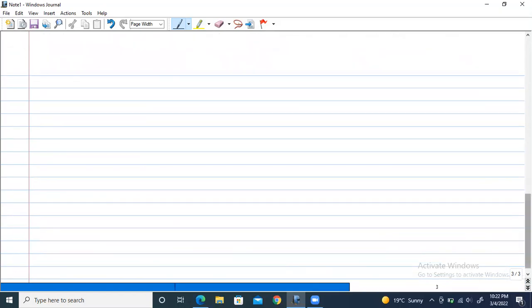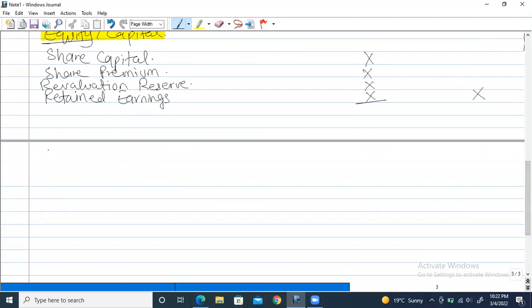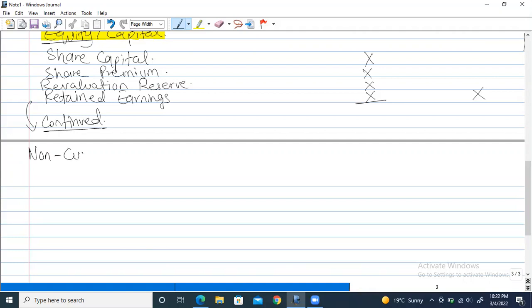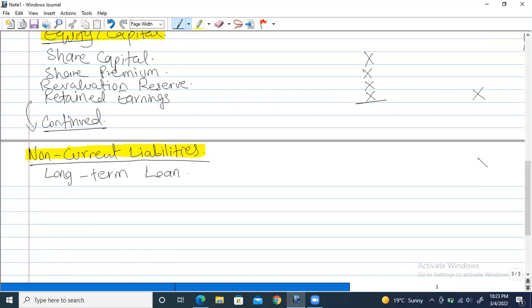Now the final thing that we've got, I'm writing over here on the next page. So let me write continued. The final thing that we have over here is called liabilities. Just like assets, we first write non-current liabilities. Let me highlight this. In non-current liabilities we have one thing, which is long-term loan, and it is written on this side, let's say.